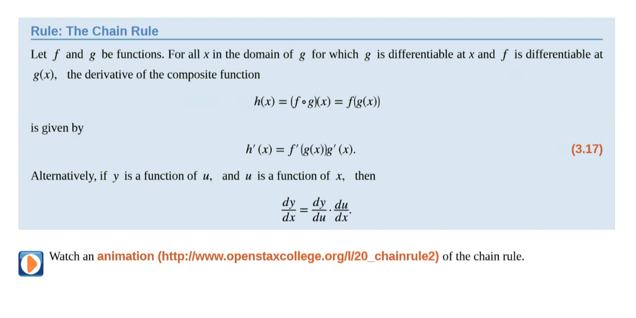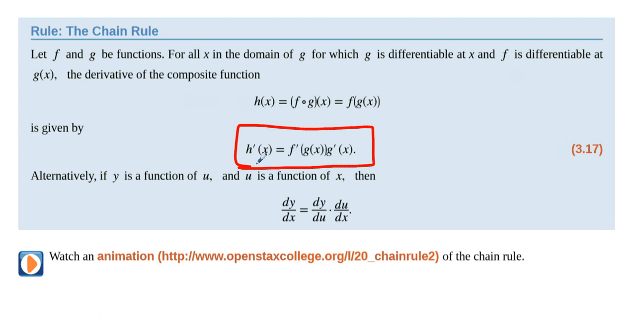This is right out of the OpenStax book. This is Strang's writing. So we're going to let f and g be functions for all x in the domain of g, for which g is differentiable at x. It just means that g prime has to exist. And f is differentiable at g of x. It just means that this has to exist. Then the derivative of this composite function is given by f prime at g of x times g prime of x.